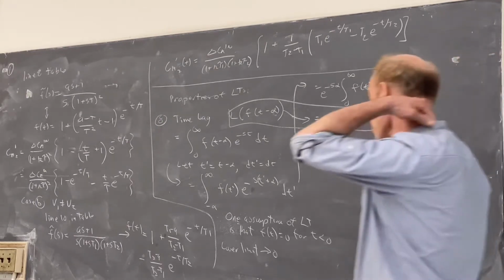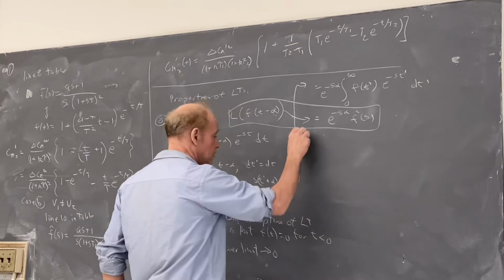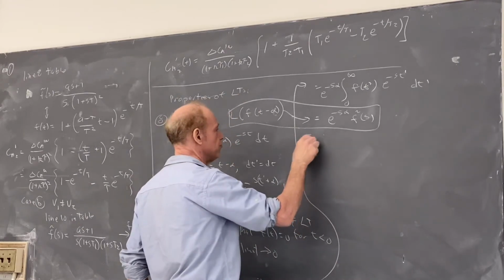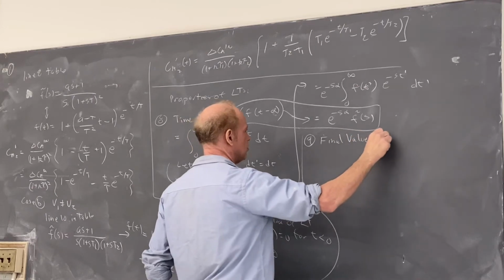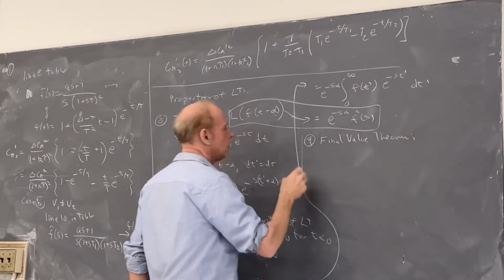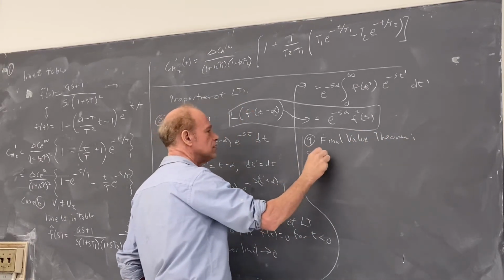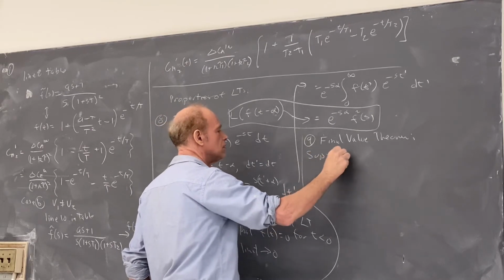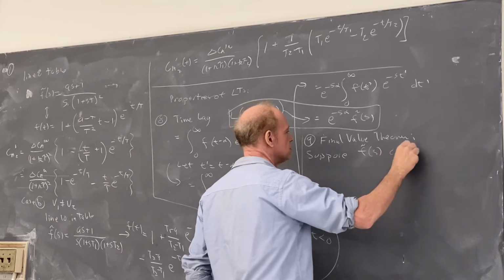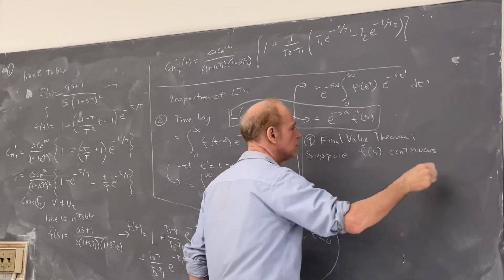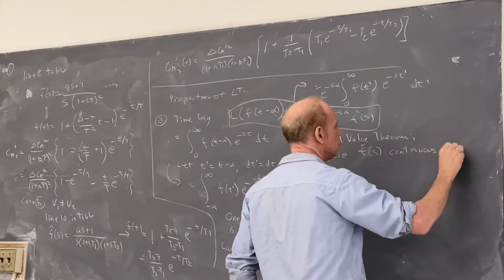I guess we're going to do one more property today. And this is called the final value theorem. And this says, suppose f tilde of s is continuous for s greater than 0.